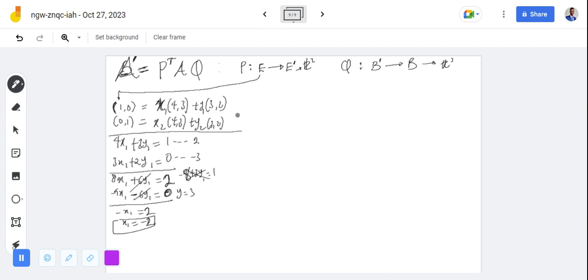So what I just want to let you know is that from here, if you look for your x1, you get minus 2. If you look for your y1, you get 3. If you do the same thing down here, look for x2 and y2, you can try that on your own. You will also get 3 and minus 4. Please verify that too. So what I have here is my P transpose, right? And that is what I'm looking for.